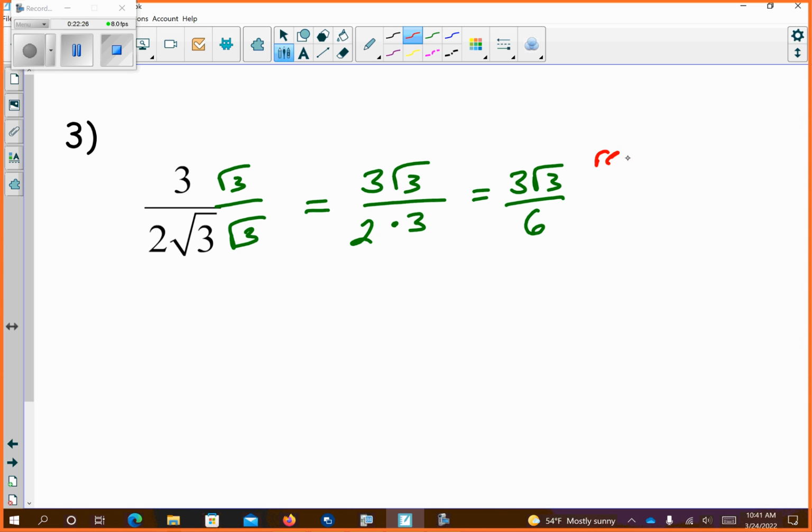Now let's think about reducing. What's going to reduce? 3 and 6, the outside 3 and the outside 6. So that's going to give me 1 times root 3, which is just root 3, and it's all over 2. Done. So 3 over 2 root 3 is the exact same as root 3 over 2. If you plugged it into a calculator, you can get the same decimal, same irrational decimal.